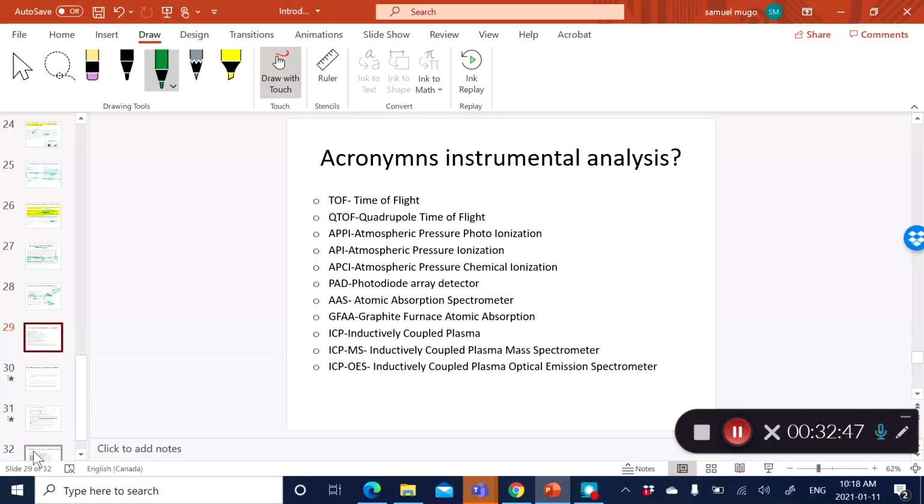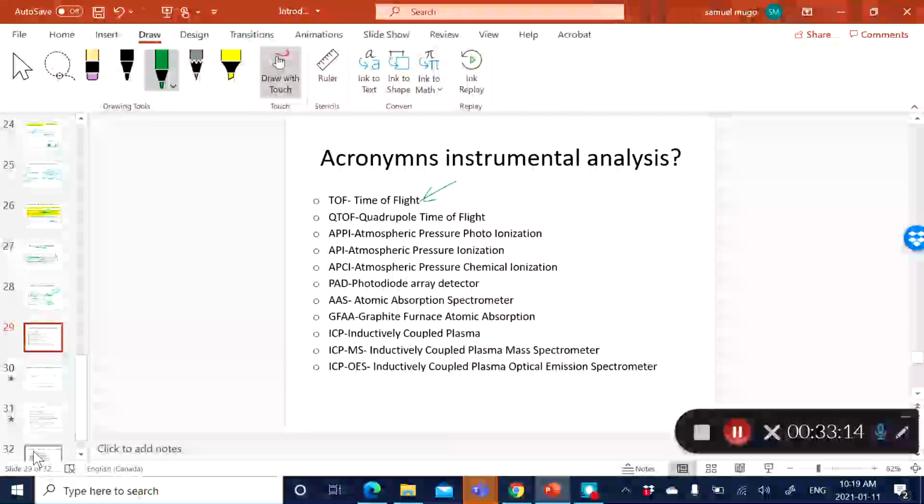Other very common acronyms: TOF stands for time of flight, and you're gonna come across it in this course. QTOF stands for quadrupole time of flight, again a component in a mass spectrometer. APPI stands for atmospheric pressure photoionization. API stands for atmospheric pressure ionization. APCI, atmospheric pressure chemical ionization.